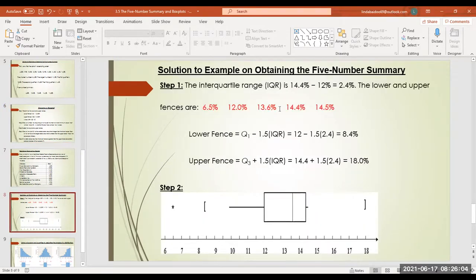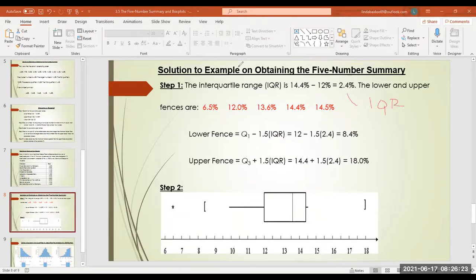So this is our Q1, and then this is Q3. So IQR is going to be Q3, which is 14.4, minus Q1, which is 12. When we subtract, we are getting 2.4. So now we have IQR, which is 2.4.